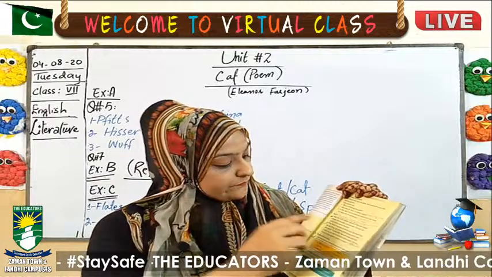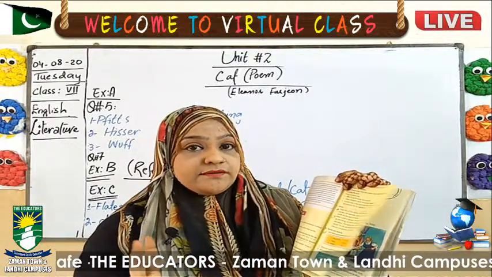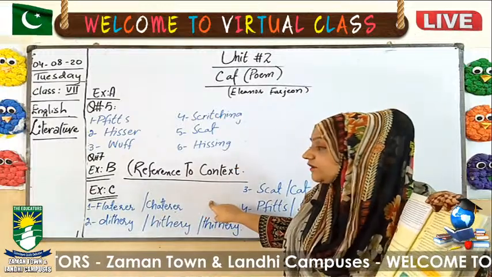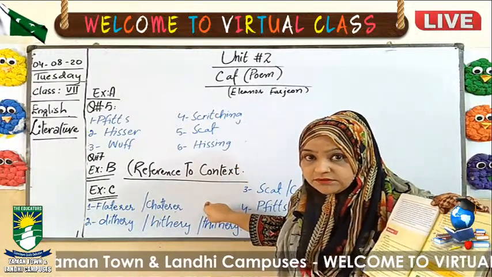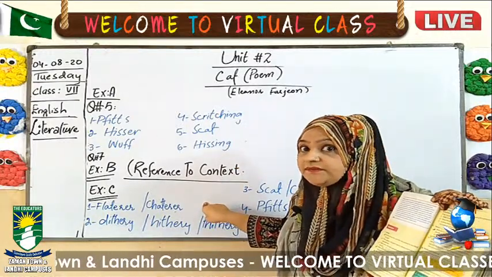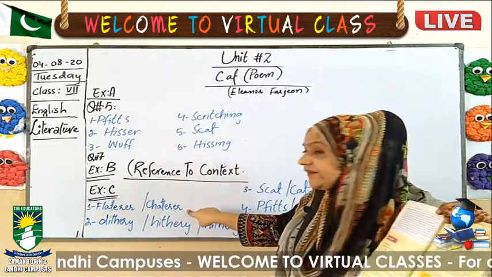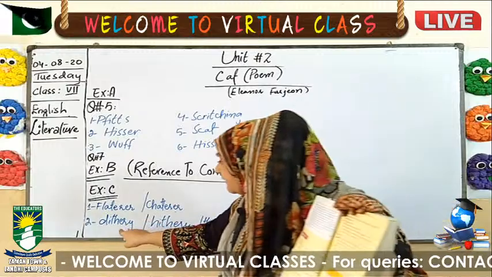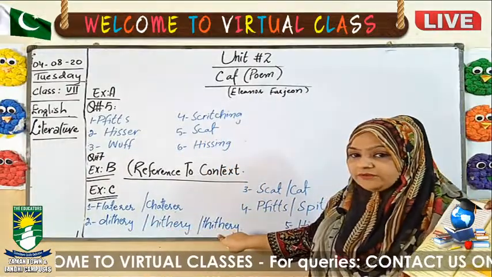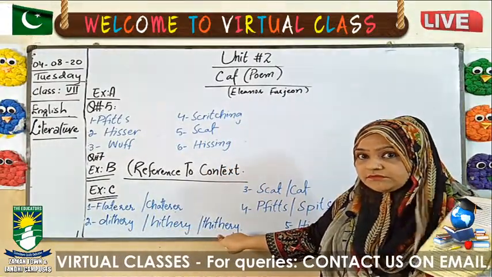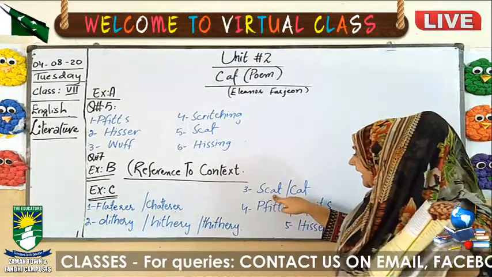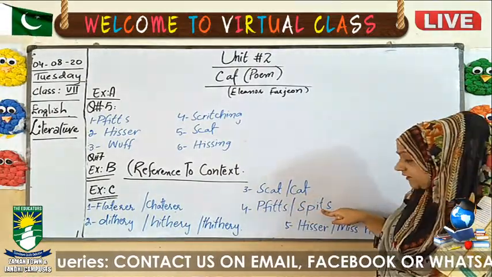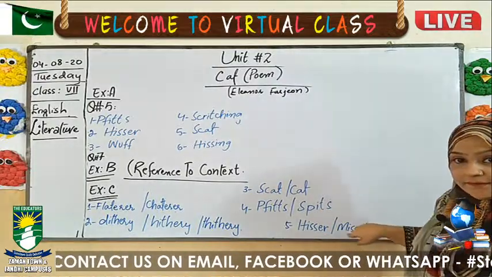Exercise C has 2 parts. You will attempt only 1. And that is the list on the board. They said to find out the same sound word. Flatterer, chatterer. It is a sound in the last. As we have dirty, hitty, titty. Okay. Then cat, scat. Fits, spits. Hisser, misser.